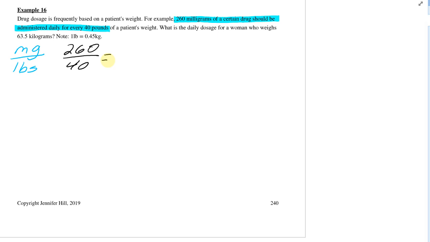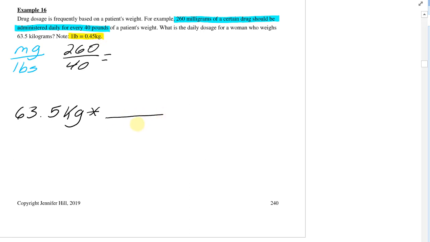Now, the other part of this is it's saying what is the daily dosage for a woman who weighs 63.5 kilograms. So notice that is not pounds. So we actually have a little bit of a conversion issue here. So I can't really go on with this for a moment. We need to first figure out what is this 63.5 kilograms. So this is a conversion. So I start here, 63.5 kilograms. And now I'm going to use this conversion rate right here to set up some dimensional analysis.